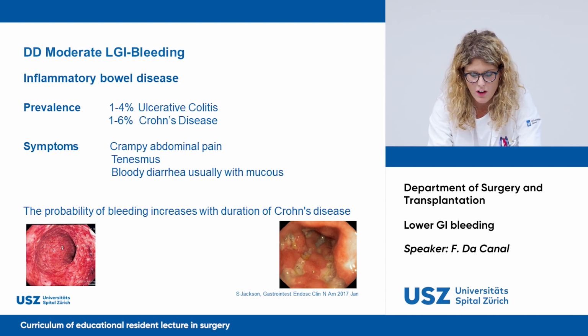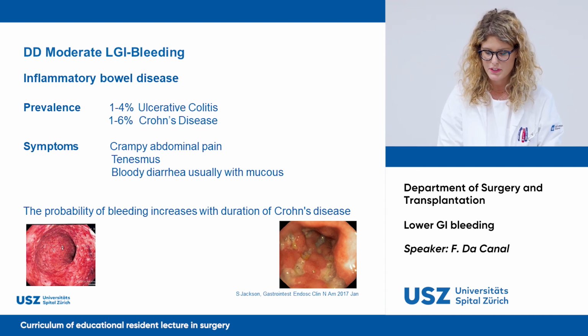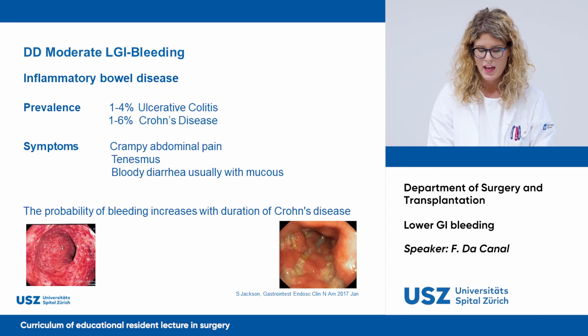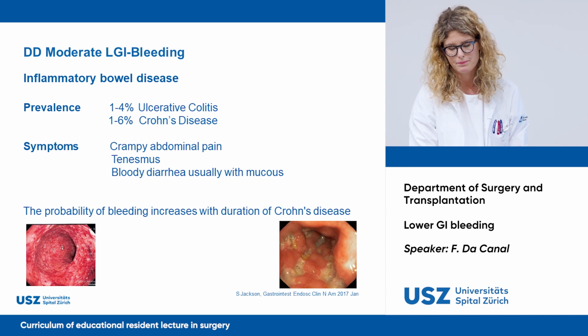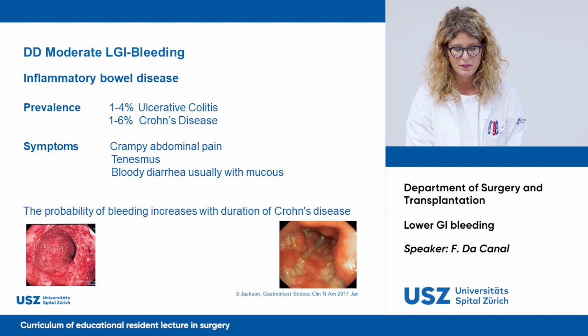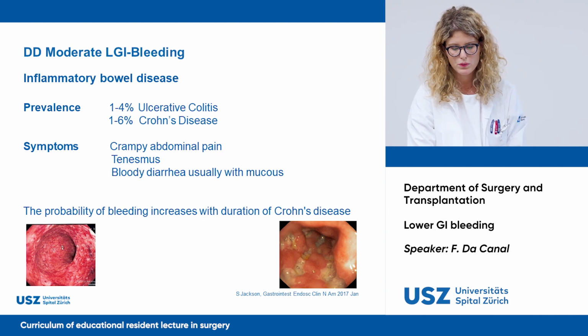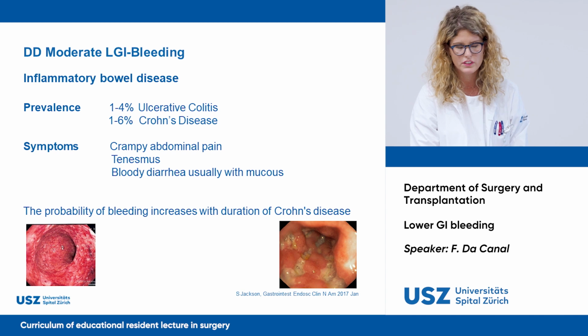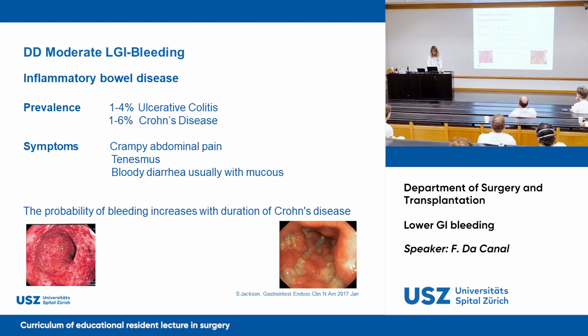The probability of bleeding increases with the duration of Crohn's disease, from 1% after 1 year of Crohn's disease to 10% after 20 years. Acute lower GI bleeding in ulcerative colitis is often the setting of severe disease refractory to medical therapy. And in an overview of emergencies in inflammatory bowel disease patients, up to 10% of all the urgent colectomies were performed because of an acute bleeding in ulcerative colitis.